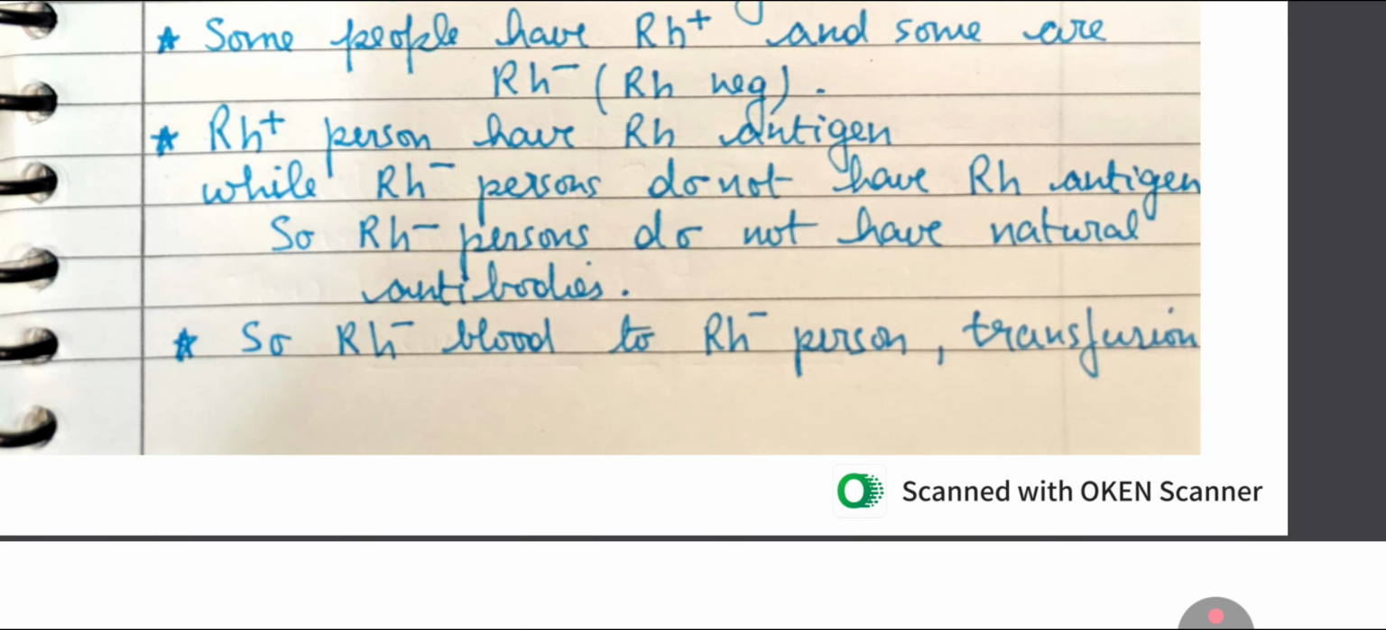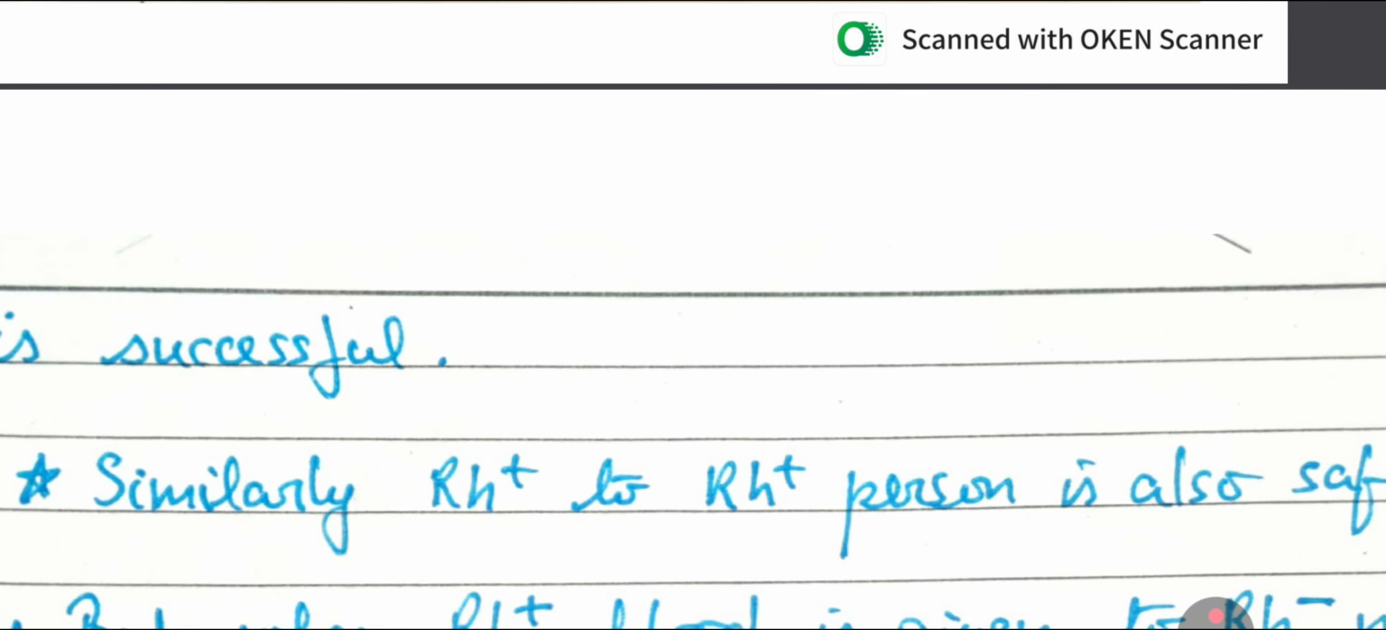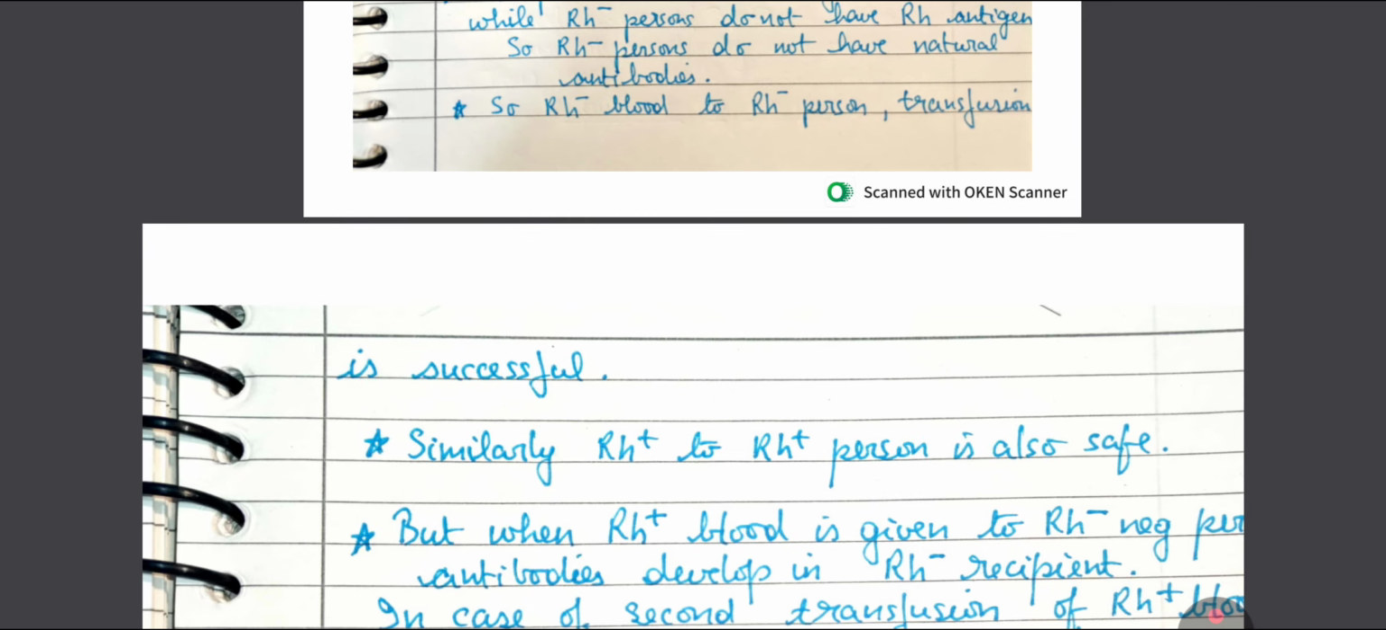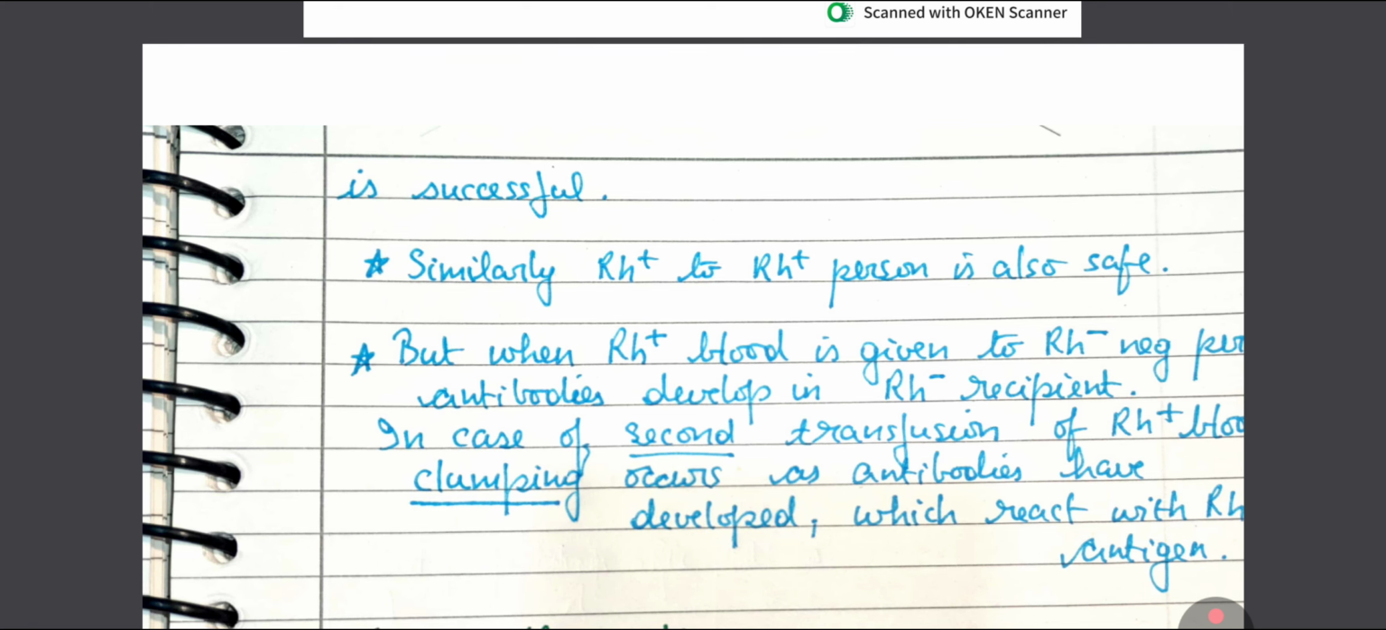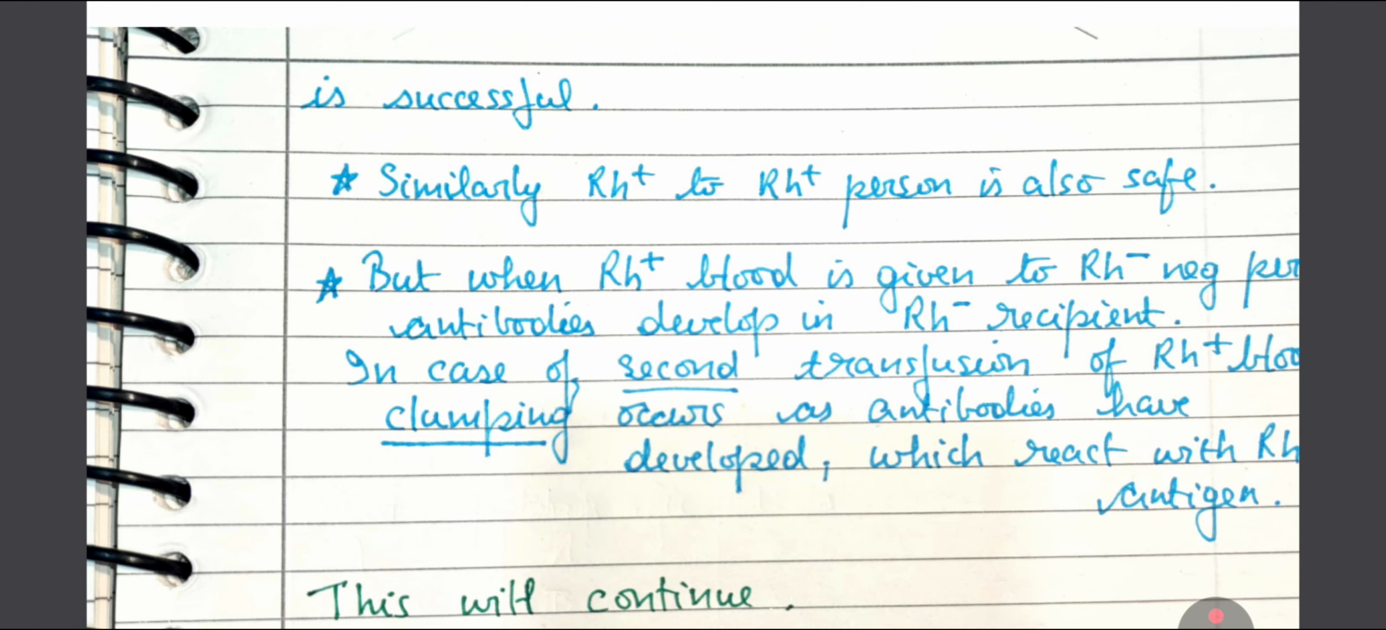So RH negative blood to an RH negative person transfusion is successful. Similarly, RH positive to an RH positive person is also safe, but the problem arises when RH positive blood is given to an RH negative person. Antibodies obviously will develop in the RH negative recipient in case of a second transfusion. The RH blood clumping occurs as antibodies have developed, which react with the RH antigen.